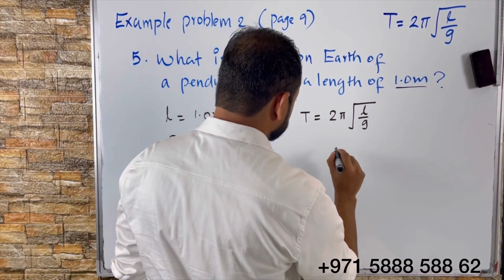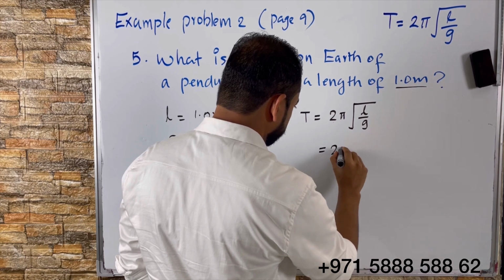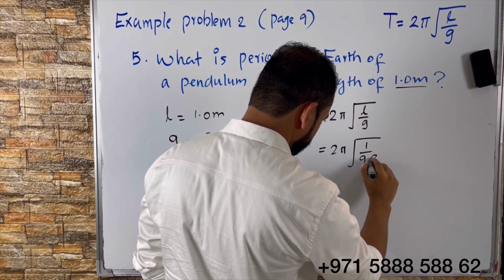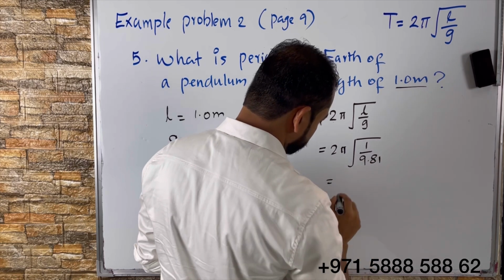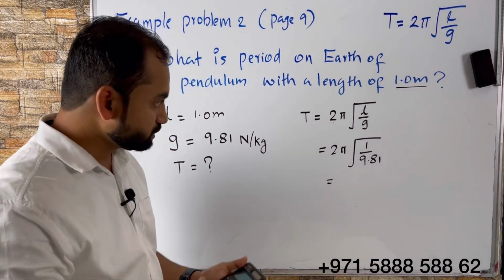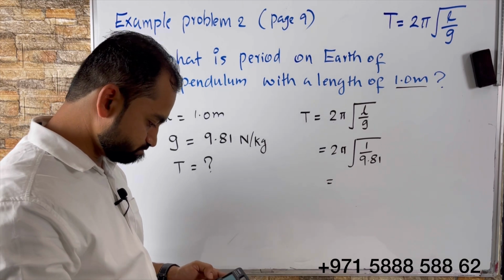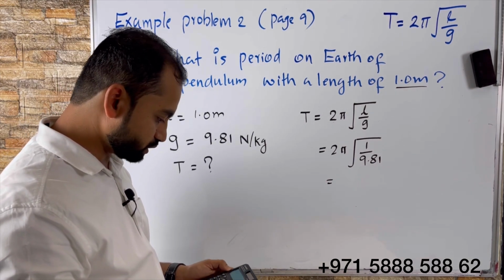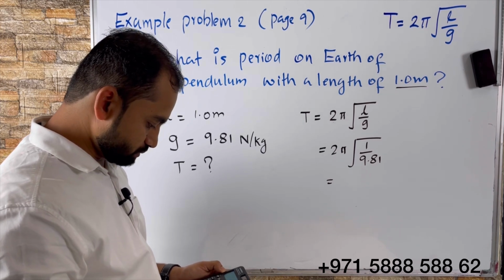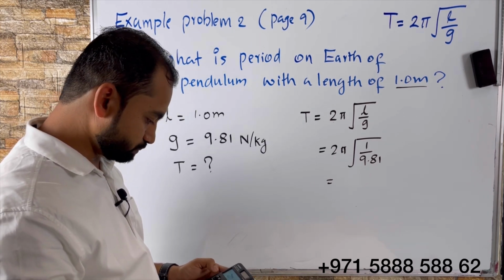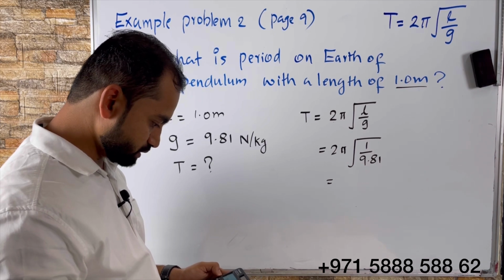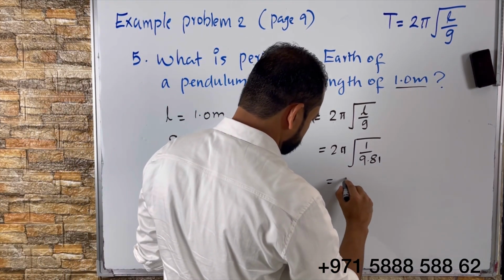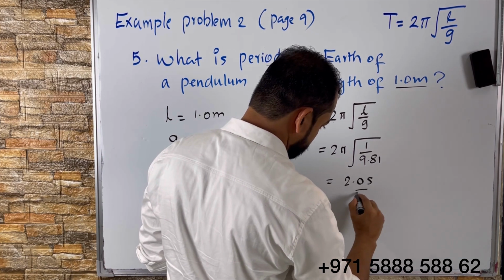So 2 pi into square root L by G, 2 pi into square root of 1 divided by 9.81, which equals, so square root of 1 divided by 9.81, multiplied by 2 multiplied by pi. The time period is 2 seconds. I will write 2.0 seconds.